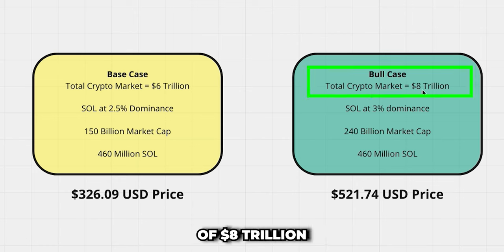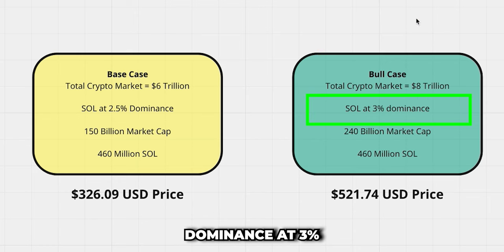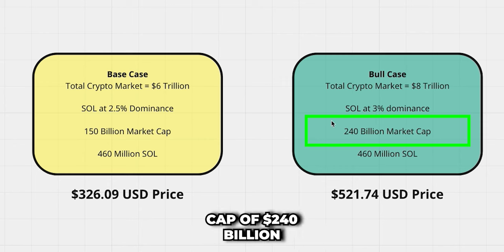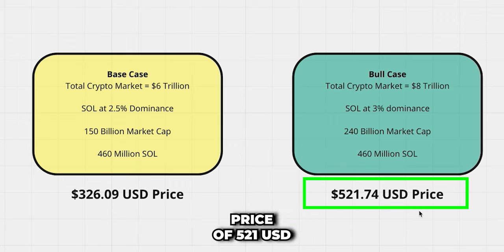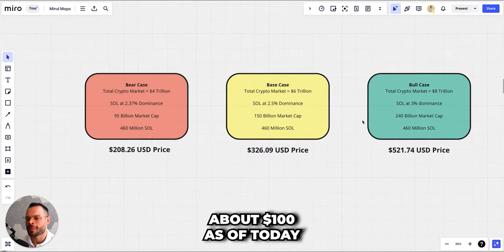Next up for the uber bullish scenario, thinking about a total crypto market cap reaching a peak of $8 trillion and then saying that Solana can regain its market dominance at 3% at the height of this bull cycle. That would give Solana a total market cap of $240 billion. And dividing that by the 460 million Solana that we estimate to be in circulation by Q4 of 2025, that gives us a Solana price of $521.